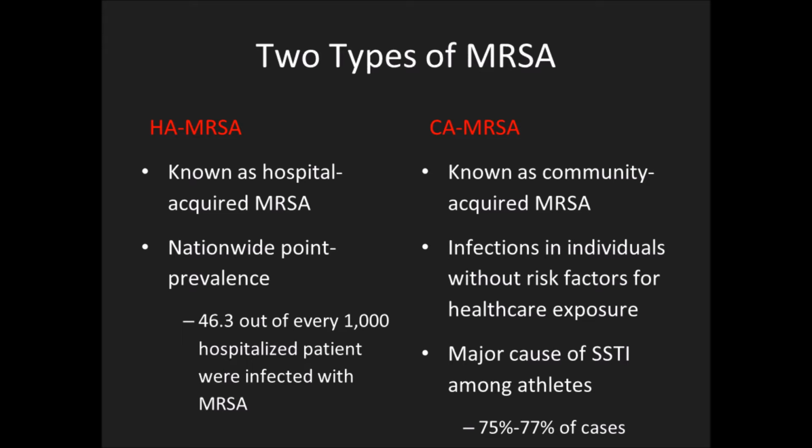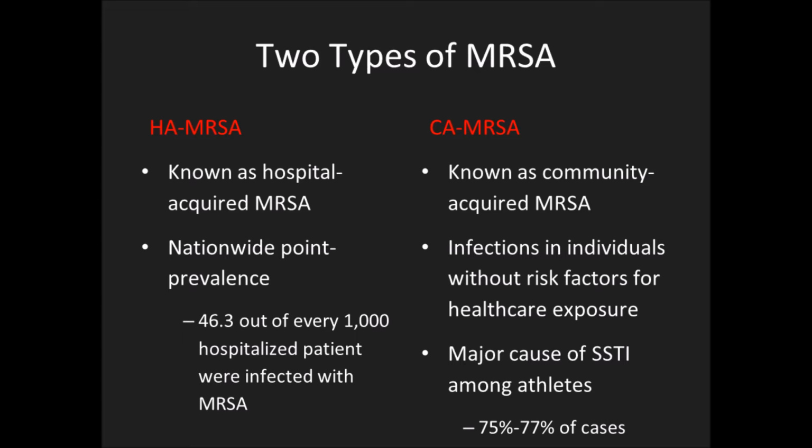There are two types of MRSA. The first type is healthcare-associated MRSA, HA-MRSA. The other is community-acquired MRSA, CA-MRSA. Infections occurring in hospitals and healthcare facilities are the first type, HA-MRSA. It can occur when hospital personnel do not follow necessary hand-washing procedures. A nationwide point prevalence study found that 46.3 out of every 1,000 hospitalized patients were colonized or infected with MRSA in 2014. Community-acquired MRSA infections are MRSA infections in healthy people who have not been hospitalized or had a medical procedure within the past year.